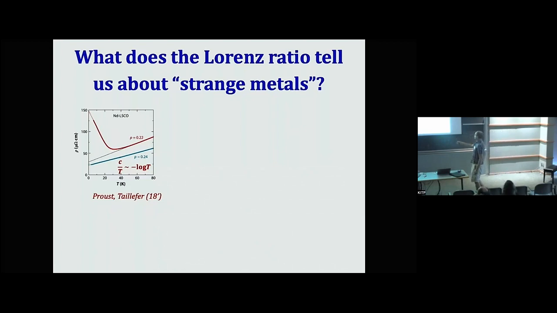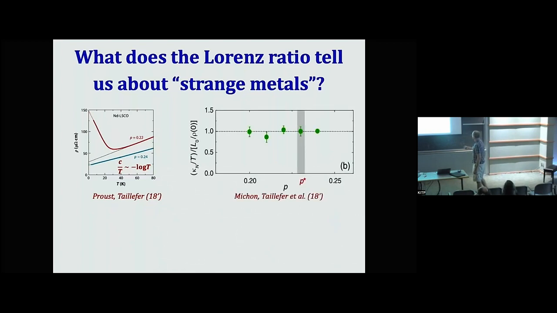What about the Lorenz ratio here? It turns out that the Wiedemann-Franz law is actually obeyed in cuprates. Whenever you can suppress superconductivity by a field, the Wiedemann-Franz law is found to be obeyed over a range of doping, including this magic doping where the resistivity is T-linear down to the lowest temperatures.